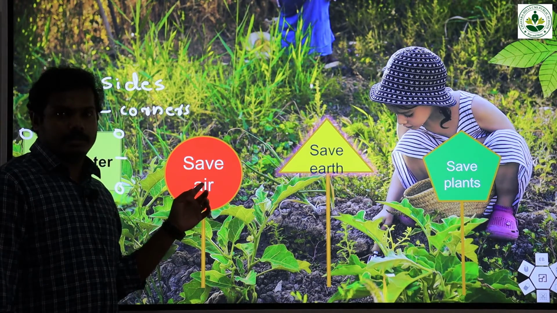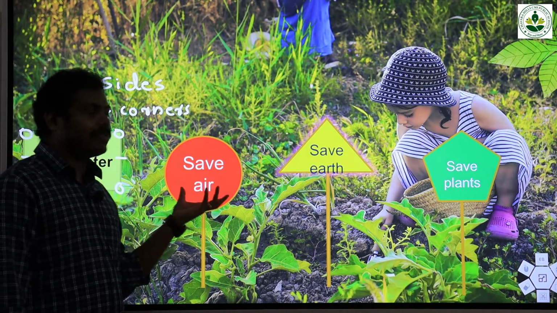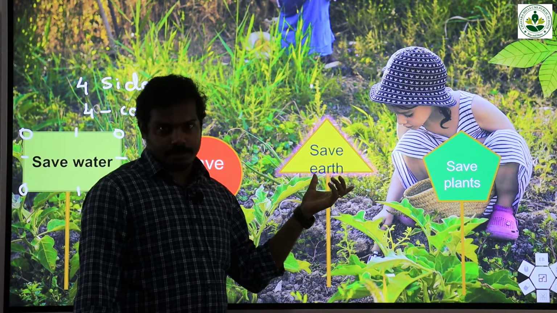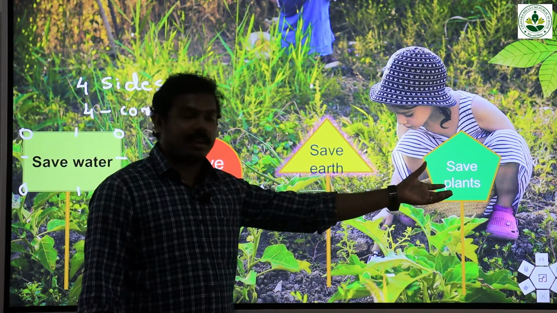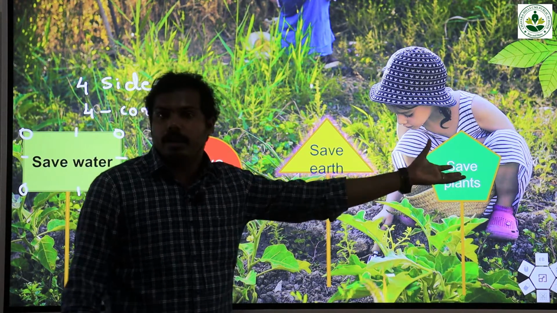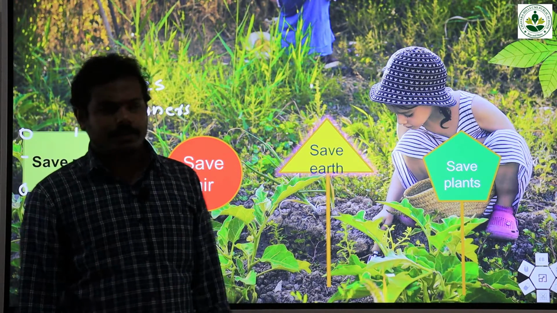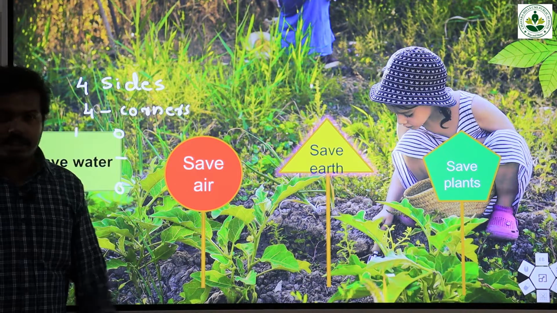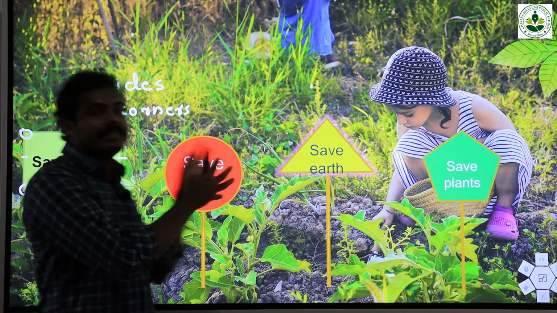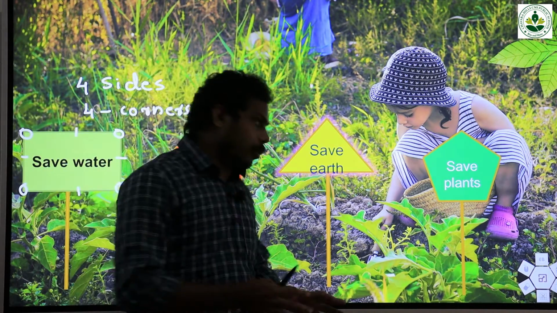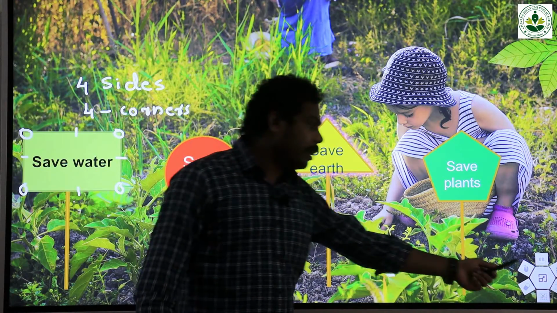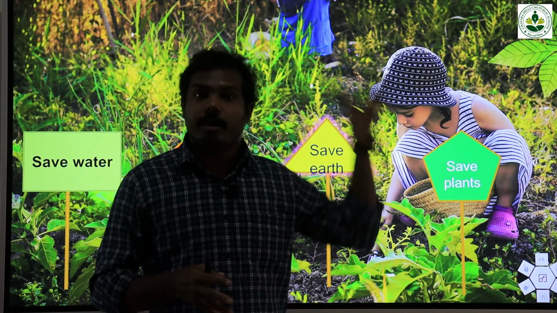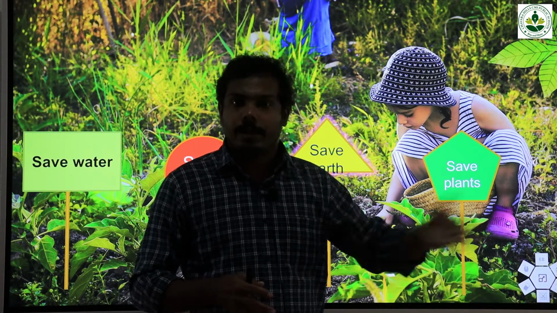Here it is a circle. This one, it is a triangle. This one is called pentagon. A 5-sided shape is called a pentagon. These shapes only have sides and corners. We can draw these shapes on a surface, on a board, on a paper.